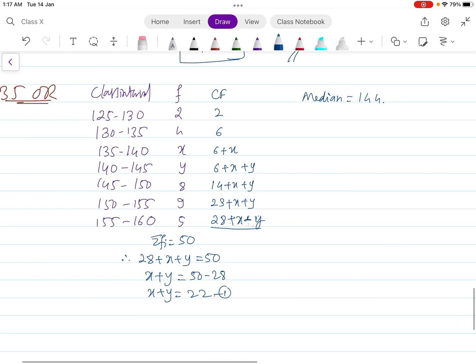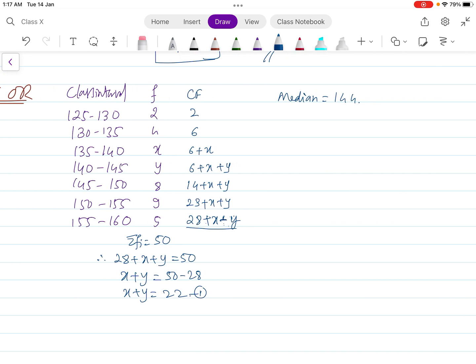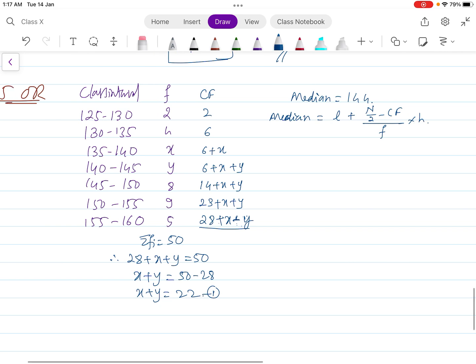So now what they have given is the median. The median they have given as 144. So the formula for median is nothing but L plus n by 2 minus Cf divided by f into h. So here we require the value of L, so for that we have to first identify the n by 2th term. Here the n by 2th term is nothing but 25, because n they have given as 50. So n by 2 is nothing but 25.